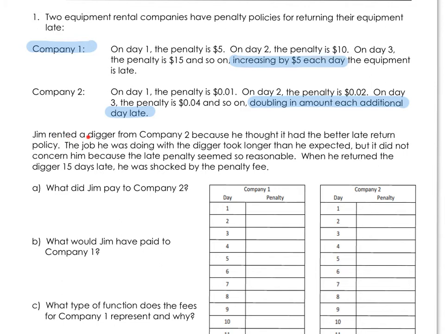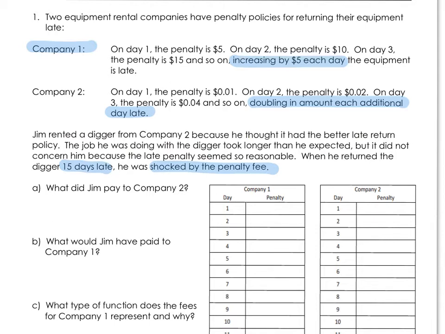So now we have Jim, who rented a digger from Company 2 because he thought it had the better late return policy. The job he was doing with the digger took longer than he expected, but it did not concern him because the late penalty seemed so reasonable. When he returned the digger, it ended up being 15 days late, and he was shocked by the penalty fee. What did Jim pay to Company 2? So in order to fill this out, we need to look at our table over here so we can compare day 1, the penalty for Company 1, and then our day 1 Company 2 penalty, and go all the way up until we get to that 15th day to compare the two late fees.